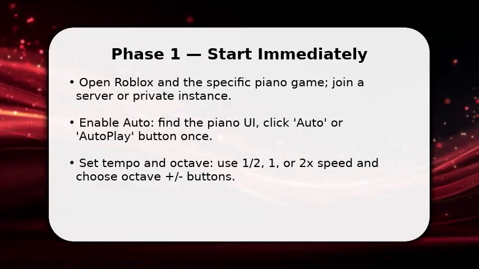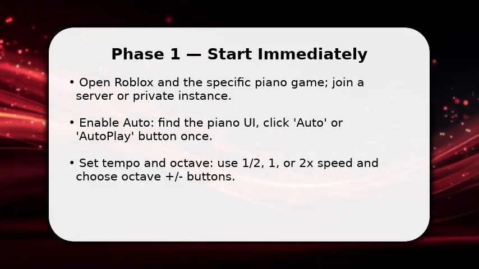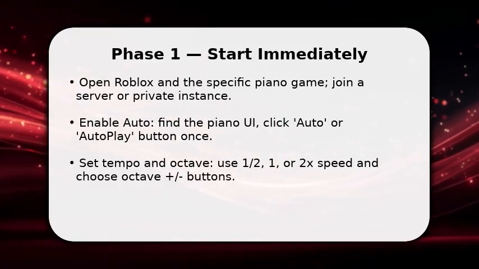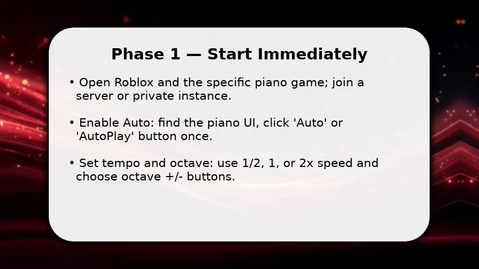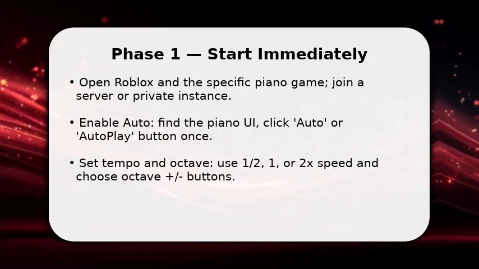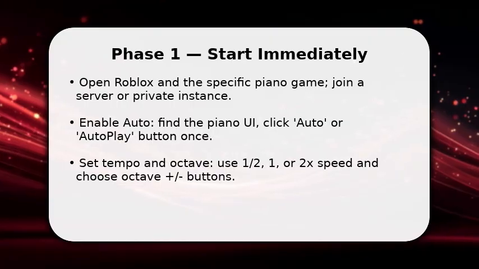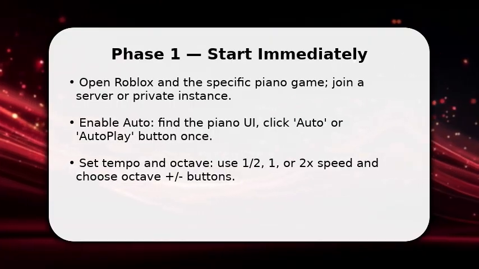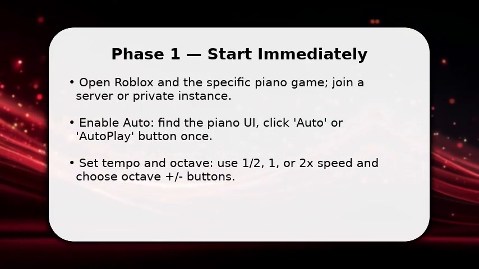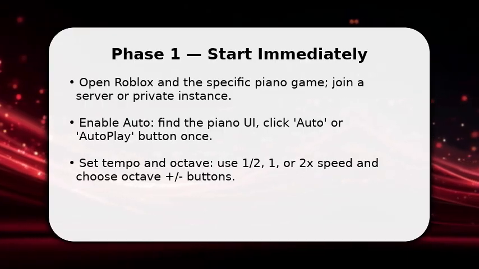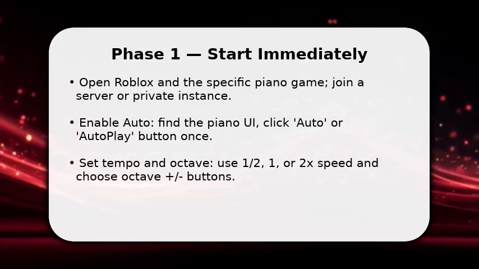You open the piano game and jump straight to the piano UI. Do not stall. Click the Auto or Auto Play control to enable automated key sequences and pick a song file or chart if required. Next, set tempo and octave to match the music. Choose 1/2, 1 or 2x for speed, and press octave +/- to fit melody range.